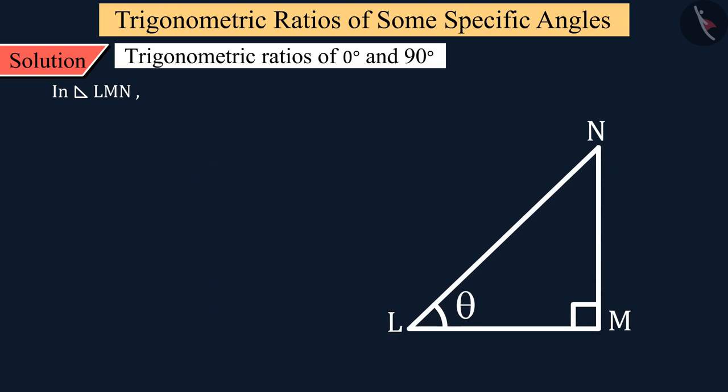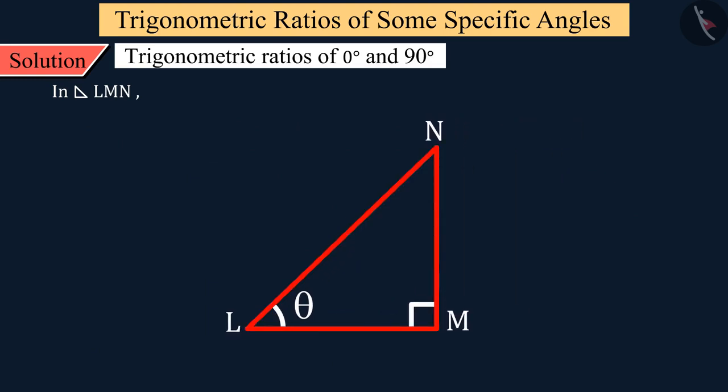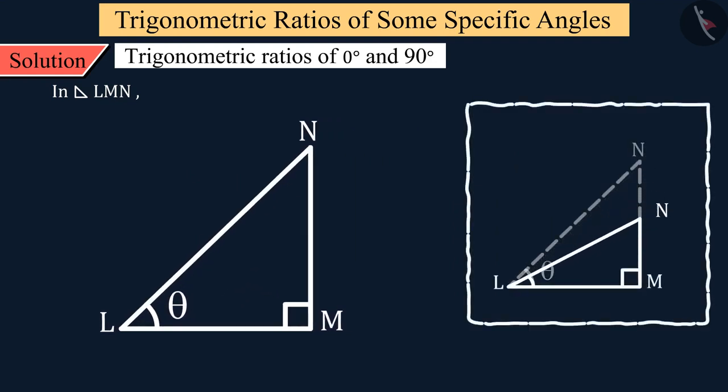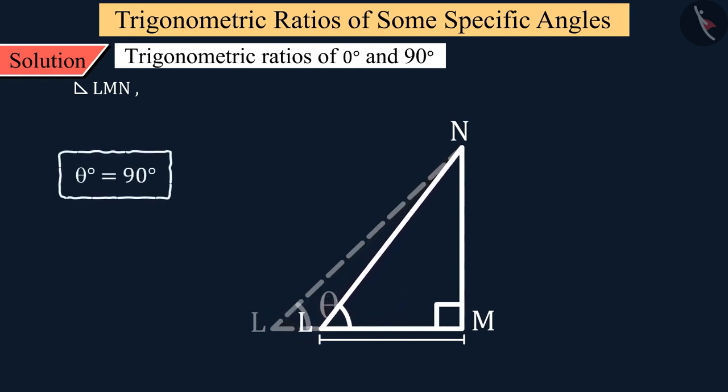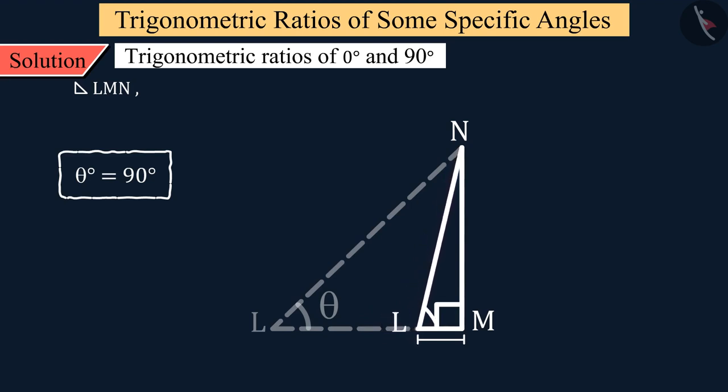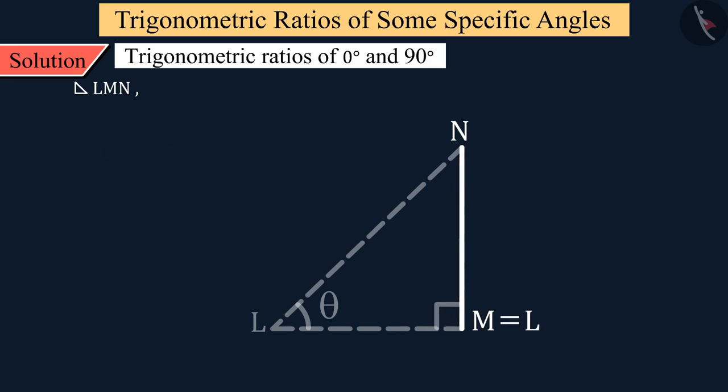So, let's talk about the above right angle triangle. As we reduced the value of angle theta in the above situation, similarly, here, we increase the angle theta until the value of angle theta is equal to 90 degrees. That is, the angle N becomes smaller as the angle theta becomes larger. That is, the length of the side LM decreases.